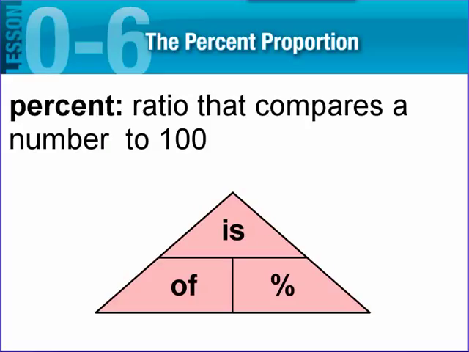Now, what I have down here is a little triangle that I use to always solve these problems, and it works every time. And I just remember it goes is of percent. Okay, is of percent. It actually goes alphabetical if you think about it, because percent is P. So I'm always going to use this triangle when we're solving things today.